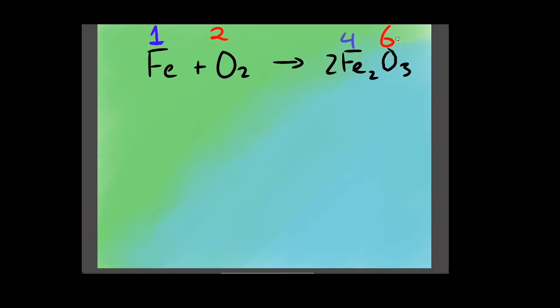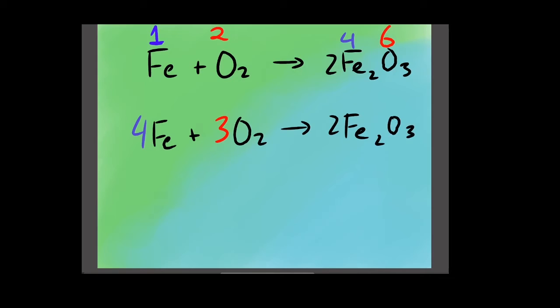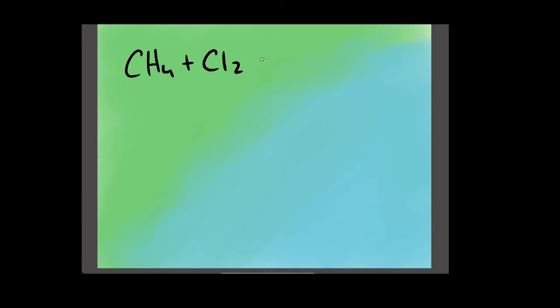In order to balance the equation, we increase the number of atoms on the reactant side. To balance the equation, there must be 4 Fe atoms and 6 oxygen atoms on the reactant side. Remember, you can only change coefficients. Therefore, the final equation is going to look like this. Let's solve another example.